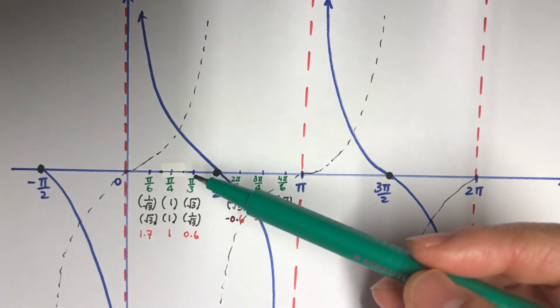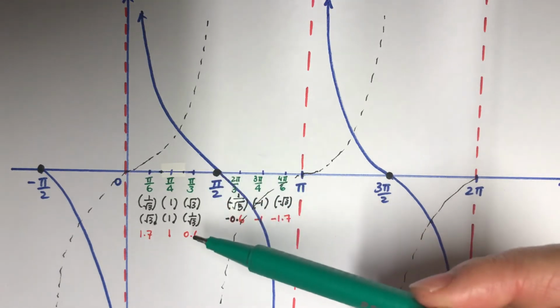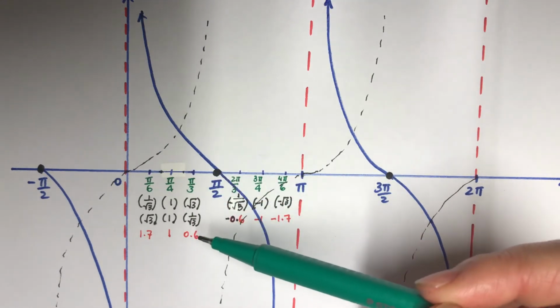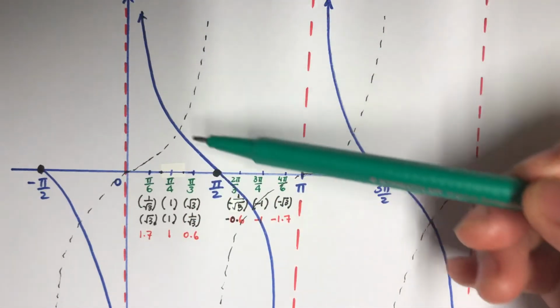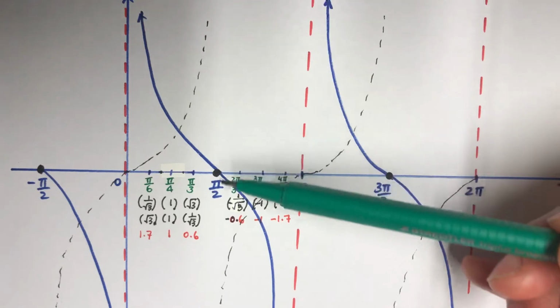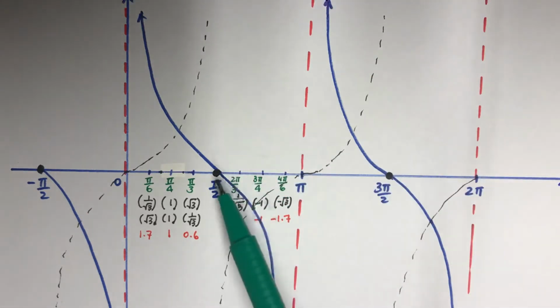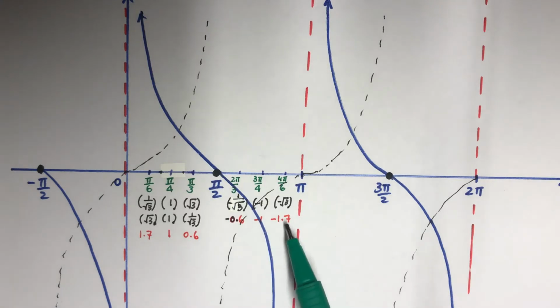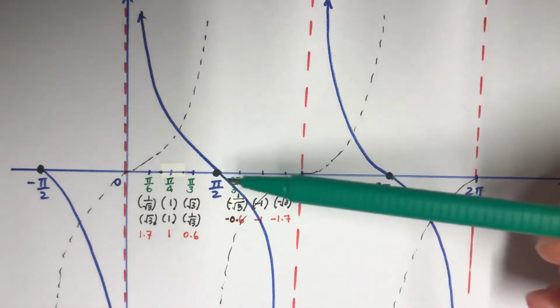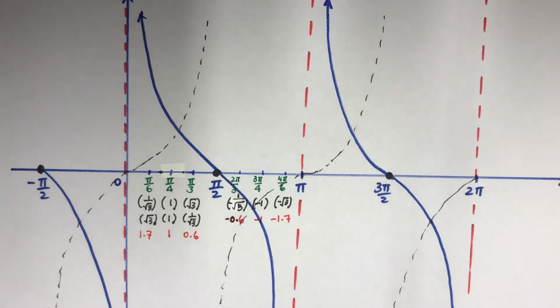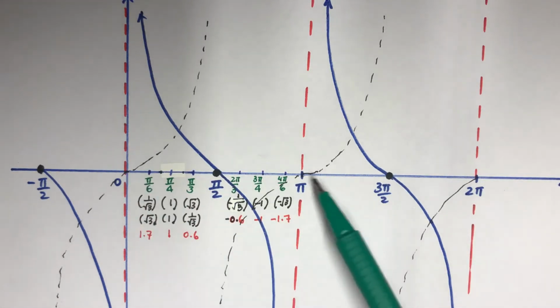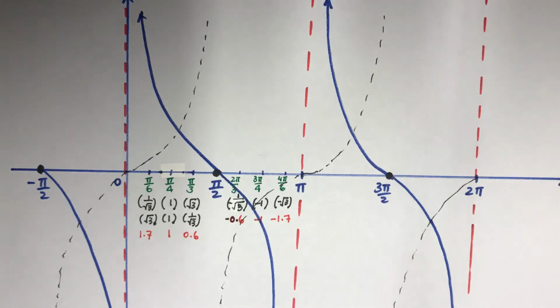And cot 60 will be 1 over root 3, which is 0.6. Which means it's going from big to small, so it's going like this. The same thing happens here, and that's minus 0.6, minus 1, minus 1.7. It's getting smaller to getting bigger. So that would be the pattern. As you can see, the period here is pi.